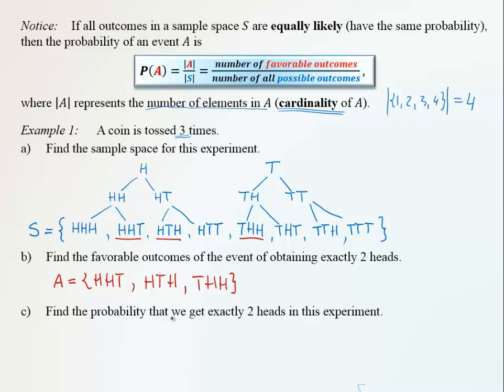Finally, find the probability that we get exactly 2 heads in this experiment. Well, probability of obtaining exactly 2 heads, that means of obtaining event A, is the cardinality of A over cardinality of S. Since we have 3 elements in the set A, the cardinality of A is 3, and we have 8 elements in the set S, so the cardinality of S is 8. Therefore, the probability of obtaining exactly 2 heads is 3/8.